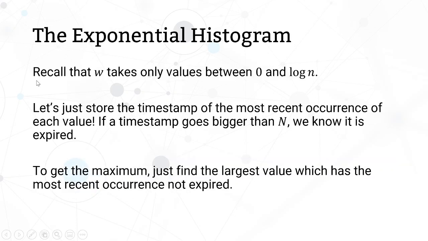So to do that, recall that W takes only values from 0 to log n. So if you just store the timestamp of the most recent occurrence of each of those values, then we actually solved the problem already, right? Because if you store only the timestamps, then if a timestamp goes bigger than n, then we know it's expired, right? And to get the maximum, we can just iterate over 0 to log n and see what's the largest value in this range which corresponds to an element that's not expired.